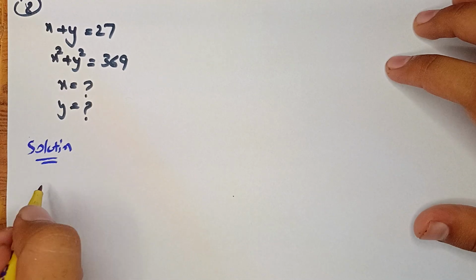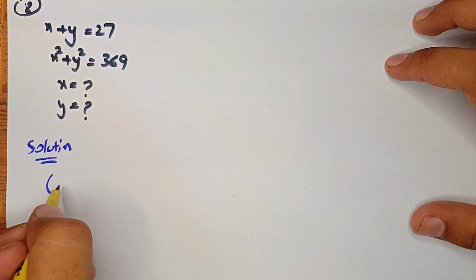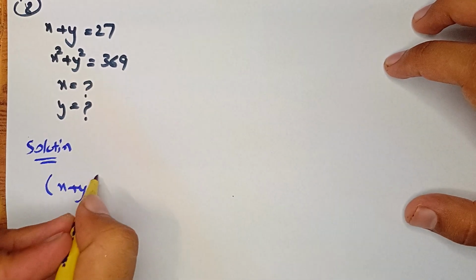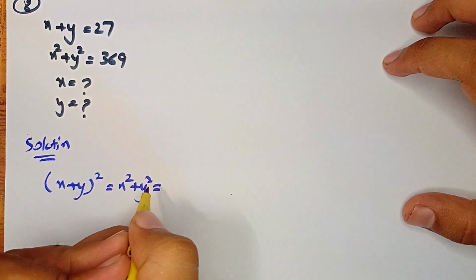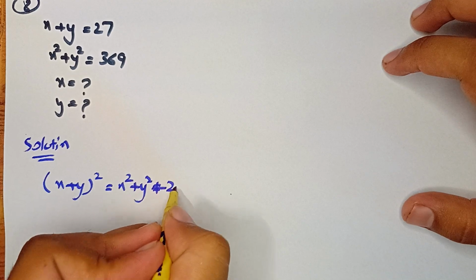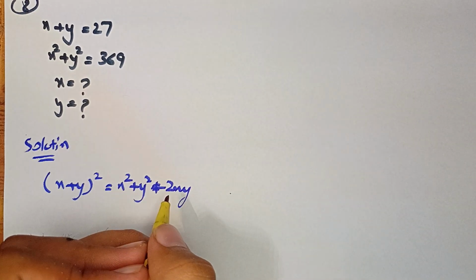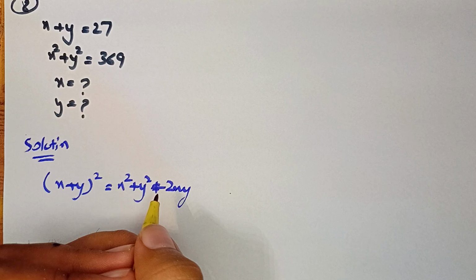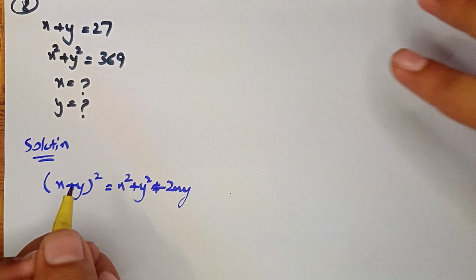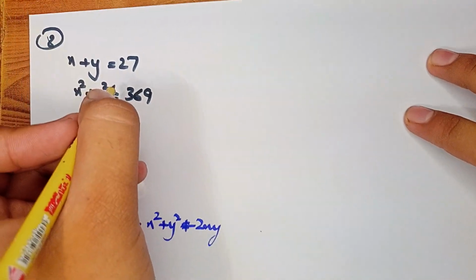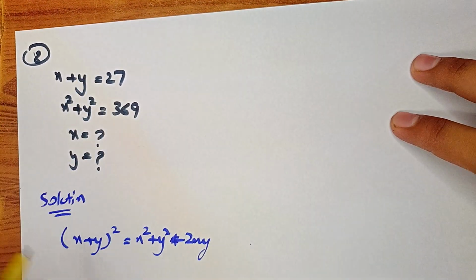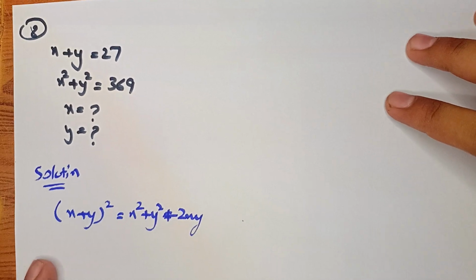We already know that (x plus y) whole square is equal to x square plus y square plus 2xy. You have to put the values in that place. x plus y is 27, so put the value of x plus y.